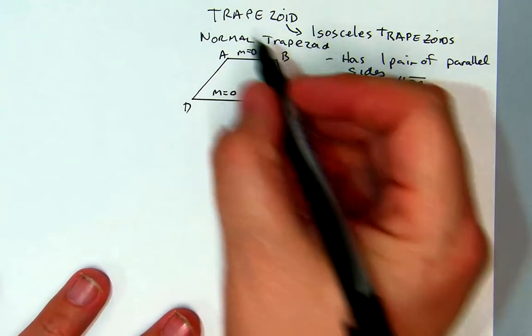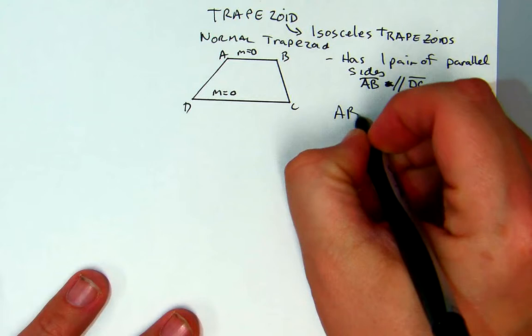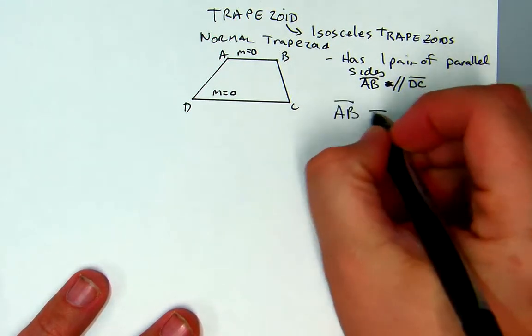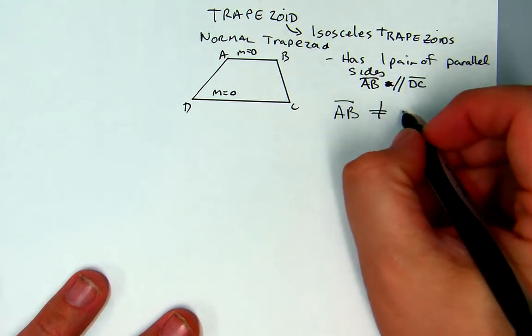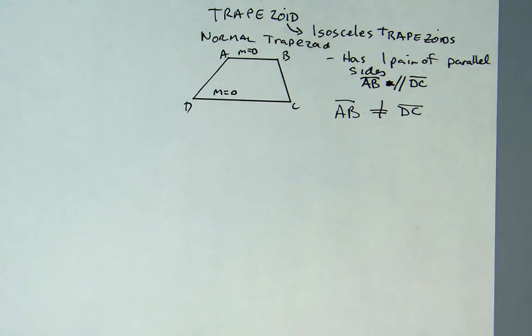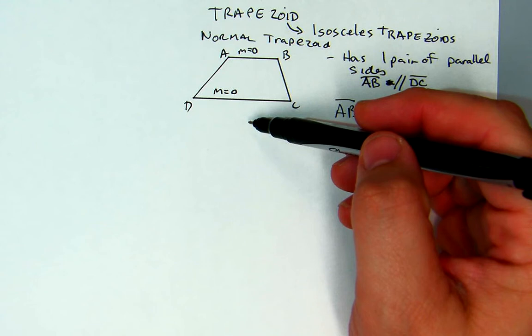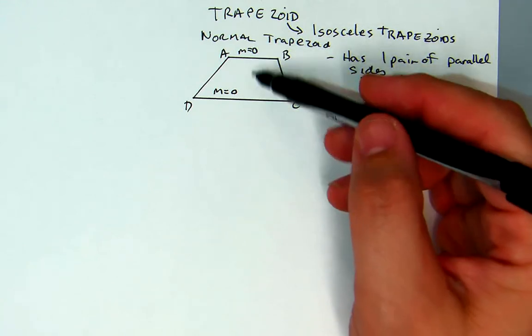Now, a couple things for just the normal trapezoid. And this is the key. AB is not equal to or not congruent to DC. Because if it was, then all of a sudden you would be in the parallelogram family. And that's the main difference between the parallelogram family and the trapezoid family, is the parallel lines are not the same length.